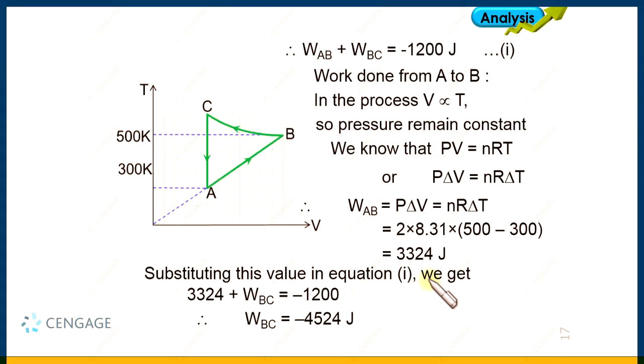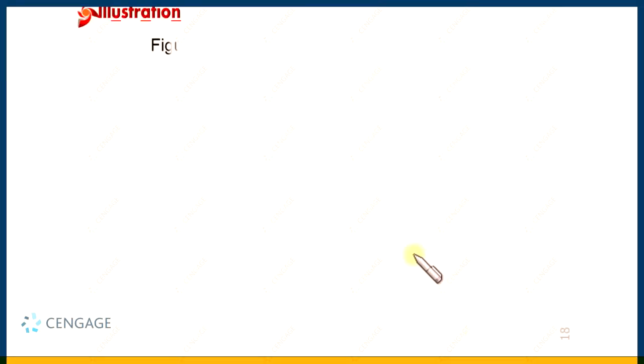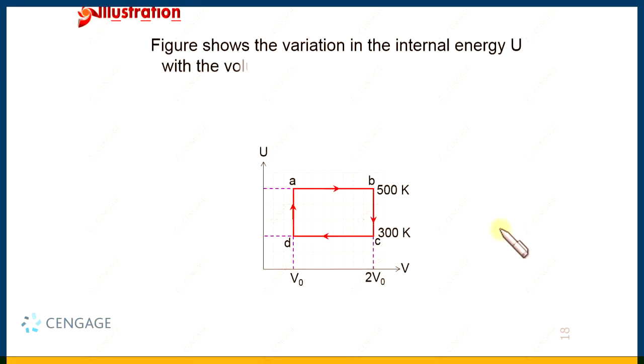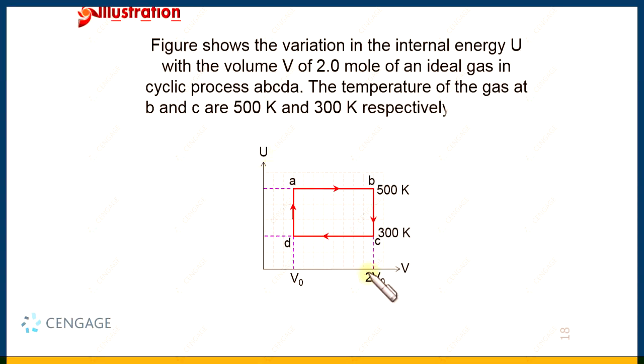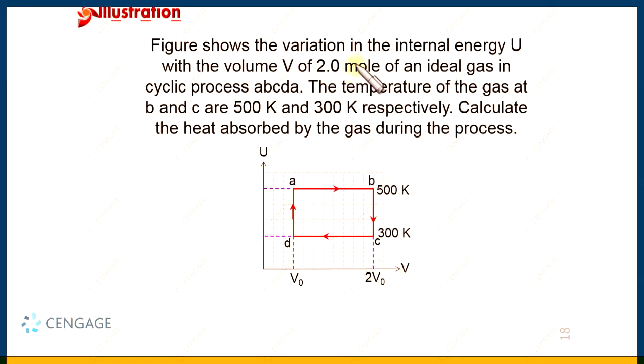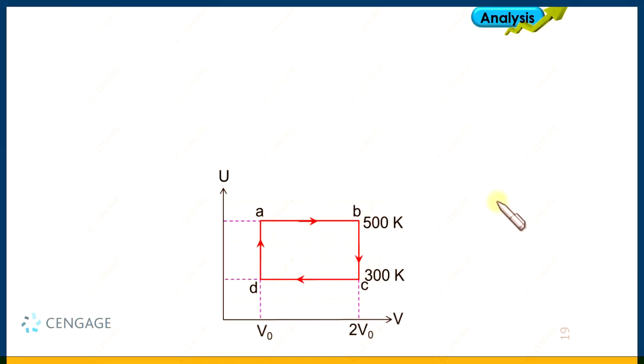Now, let us move to the next illustration. This illustration is again a cyclic process, but here the coordinates are internal energy and volume. We are given 2 moles of an ideal gas for the cyclic process, and the temperatures at point B and at this position are given as 500 Kelvin and 300 Kelvin respectively. And here we need to calculate the heat absorbed by the gas during this cyclic process. So, let us make the analysis first.